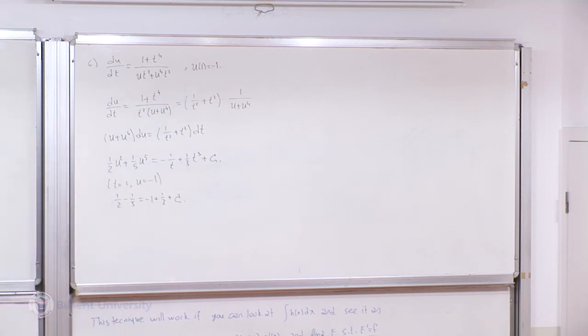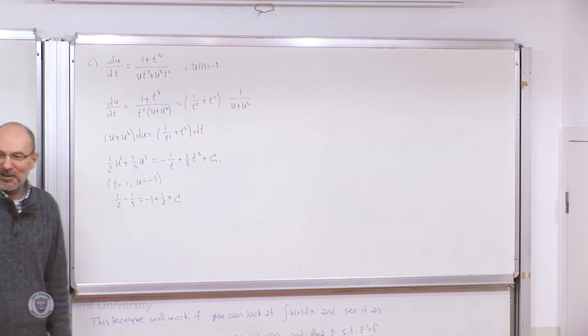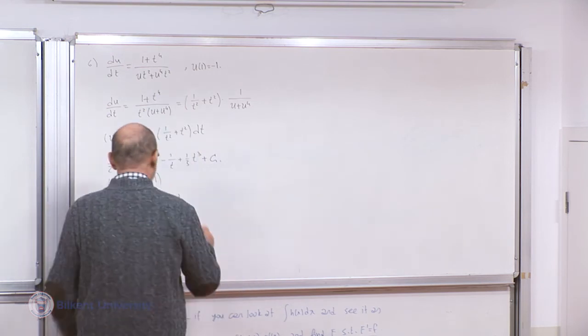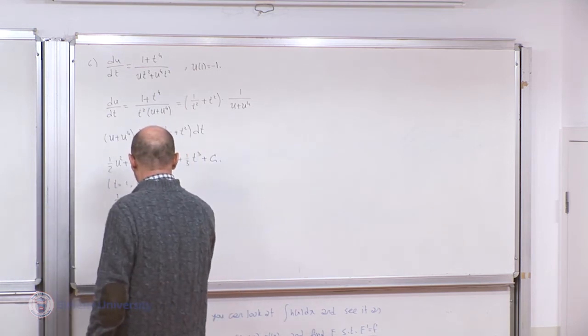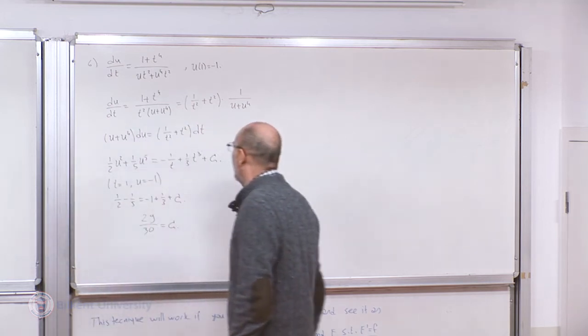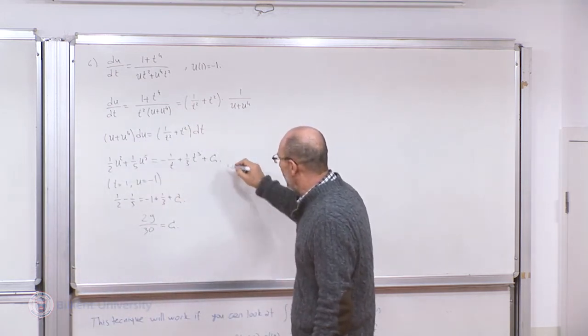Okay, those who are not sleeping, solve what c is. You are, excuse, you are sleeping, so you don't have to solve this. I said those who are awake. What is c? 29 by 30. What? 29 by 30. 29 over 30 is c. Okay, so we just put it over here now.